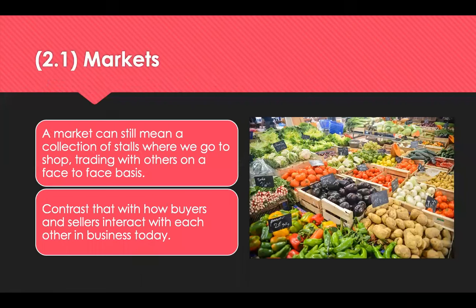So markets, we no longer have to see someone in real life in order to do business with them. A market can still mean a collection of stores where we go to shop. But in contrast with that, buyers and sellers interact with businesses every day online and in other methods.